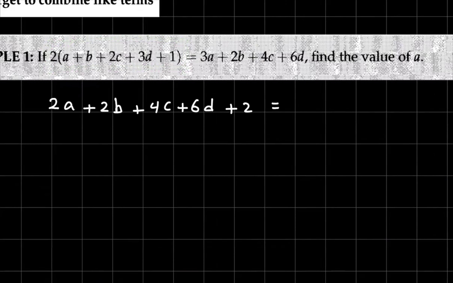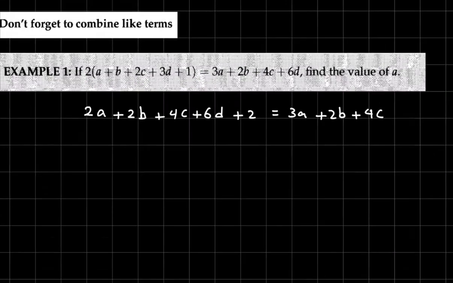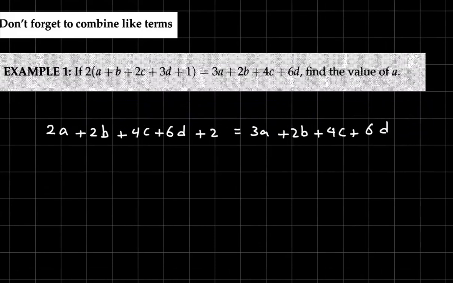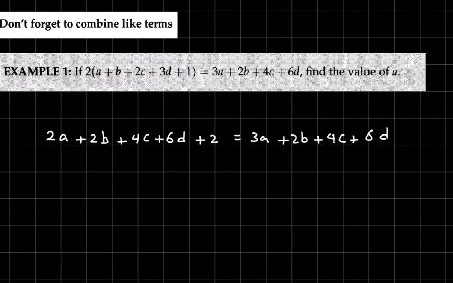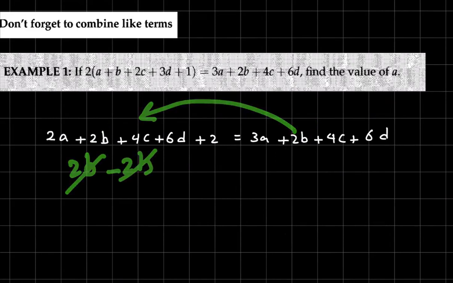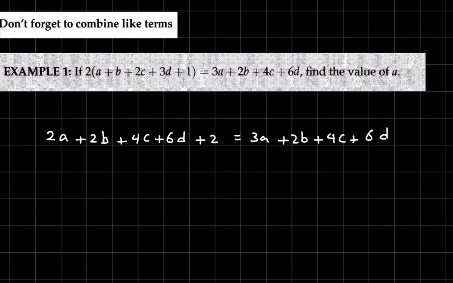On the other side, we already have 3A plus 2B plus 4C plus 6D. That's it. If you look to this equation, you will find, for example, on this side, we have 2B, and on the other side, we have 2B. So guys, if you have the same value here and the same value here, we can cancel them together. Why? Because if you shift 2B here, it will be 2B negative 2B, which is 0. So simply, we will cancel 2B with 2B. Not only this, we have here 4C. It will be canceled with 4C, and 6D canceled with 6D.